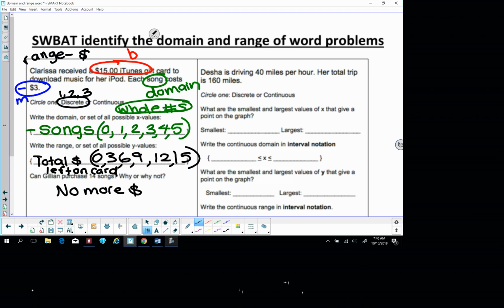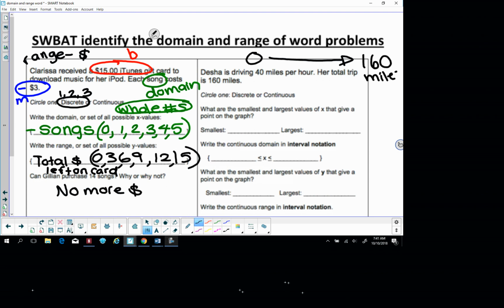Another one is this next one. Deja is driving 40 miles per hour. Her trip is a total of 160 miles. Who can raise their hand and tell me what the initial amount is? What is she starting at? If she hasn't even gotten in her car yet, how many miles away is she? She's 160 miles away from her destination, but she's at mile 0, right? So she's starting at mile 0, and she's going to mile what? 160.